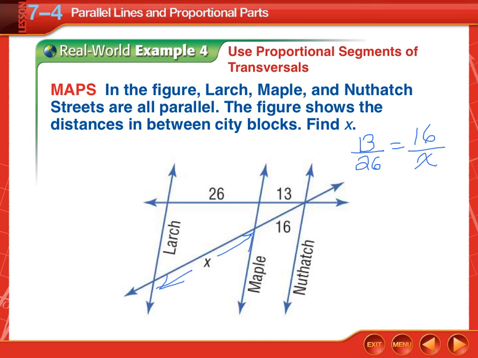In this case, since you do have two triangles that are being created, and you know that these are parallel, then you could just as well write a different proportion. You can say 13 is to 13 plus 26, so this whole length here, and that would be 39, as 16 is to 16 plus x. And you should arrive at the same answer.